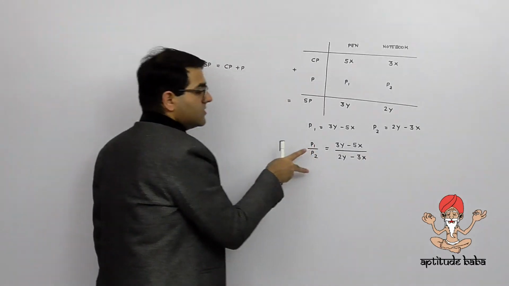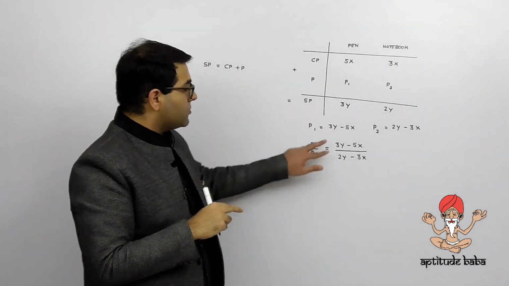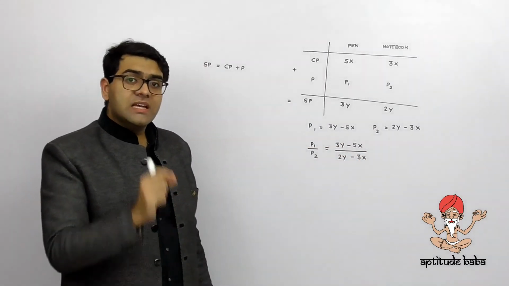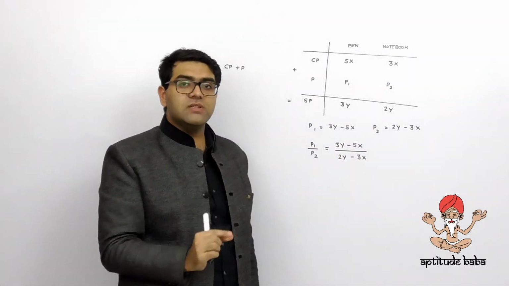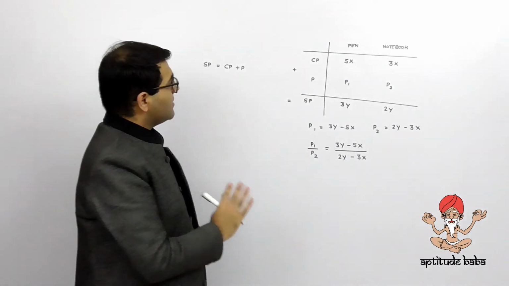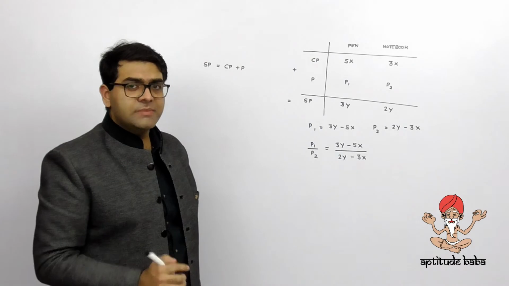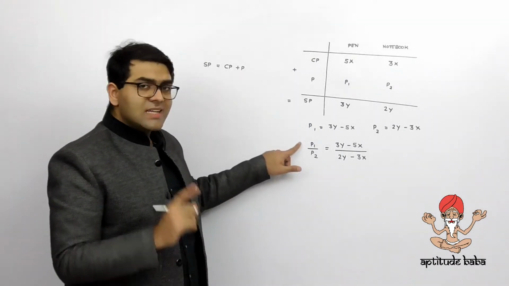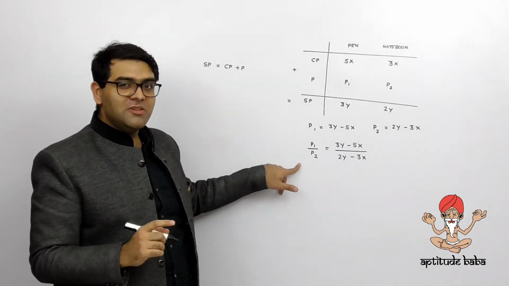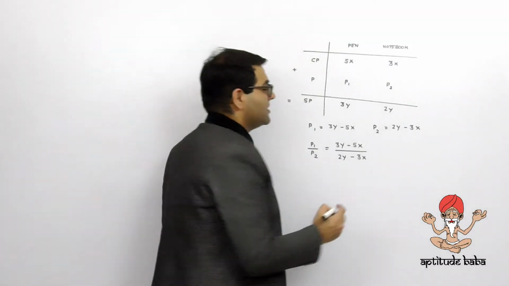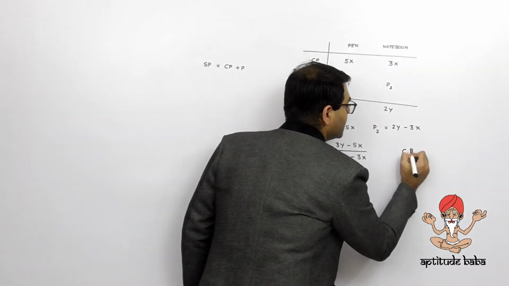Now let's have a look at this ratio. In this ratio I have two arbitrary constants x and y. Do I have any method of resolving these two constants? Am I given anything else with which I can resolve these constants? Doesn't seem to be the case. So I ask again, is this ratio determinable? No, it's not determinable. The answer is cannot be determined. You cannot determine this ratio.